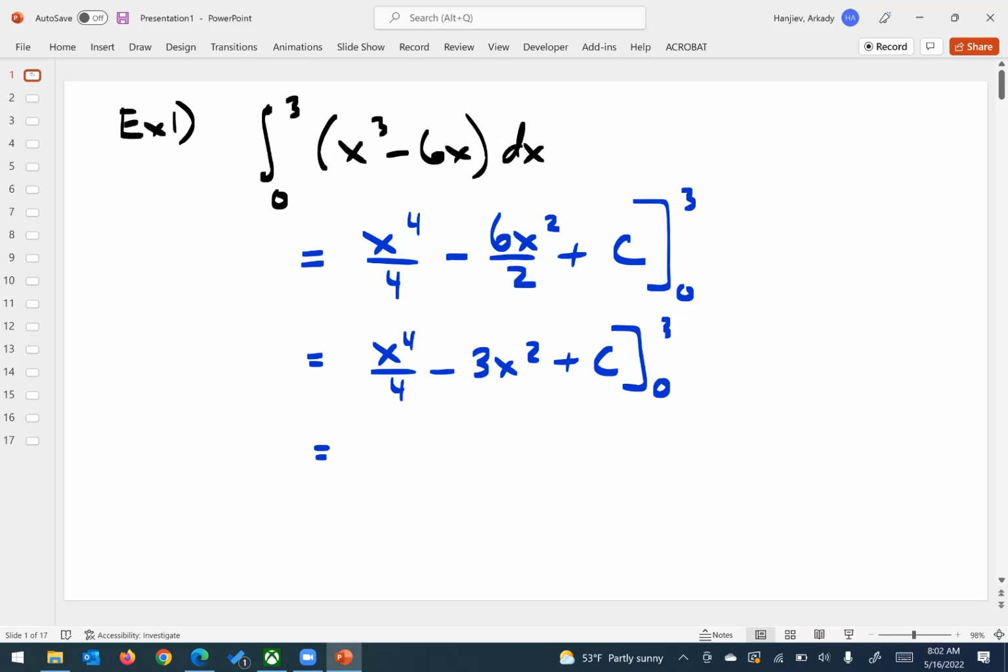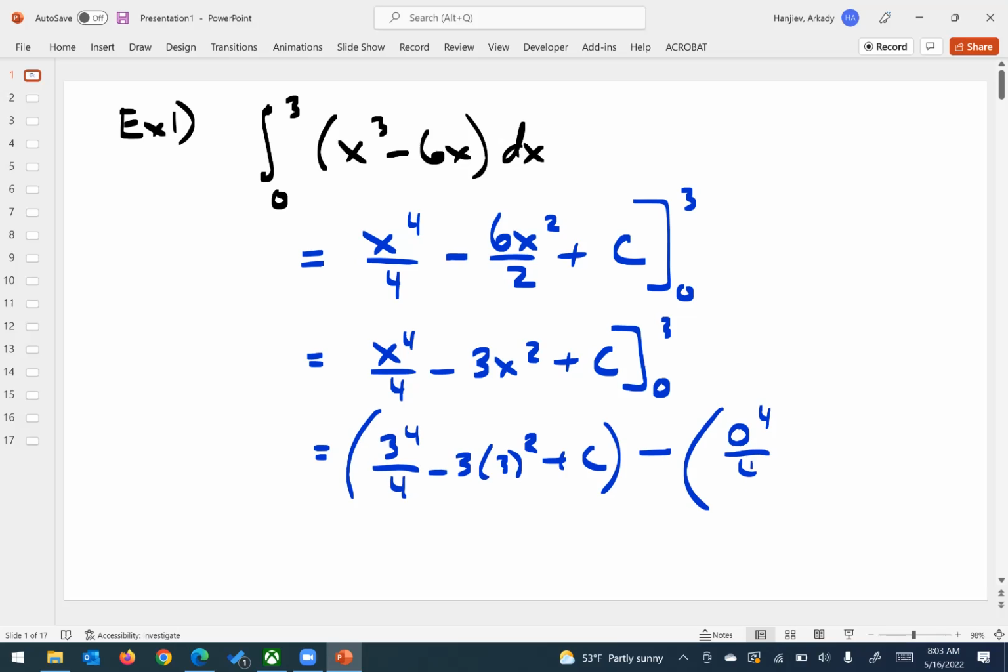All right, let's plug in a 3 here. So this would be 3 to the fourth divided by 4 minus 3 times 3 squared plus C. And I'm going to put this all in parentheses here, minus. And this is where we learn to love zeros.